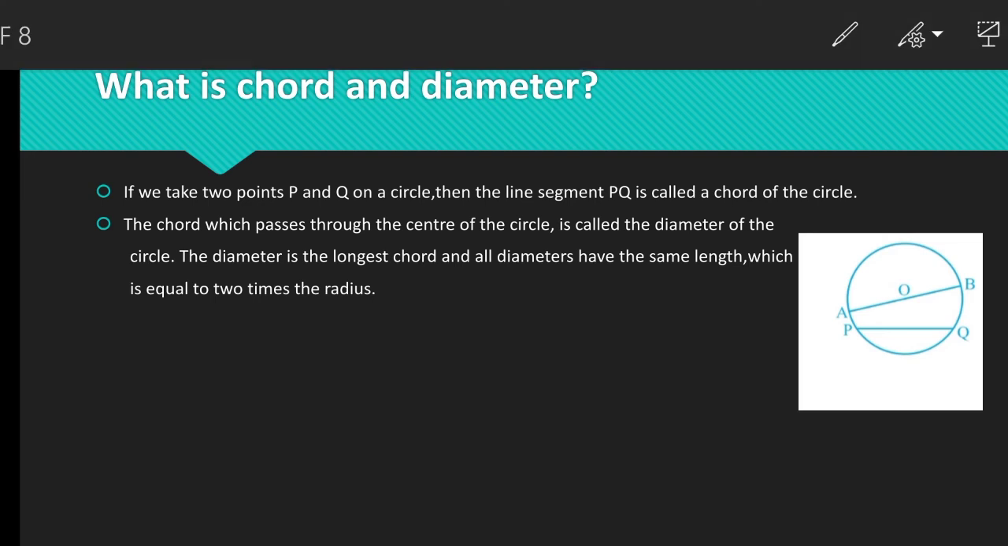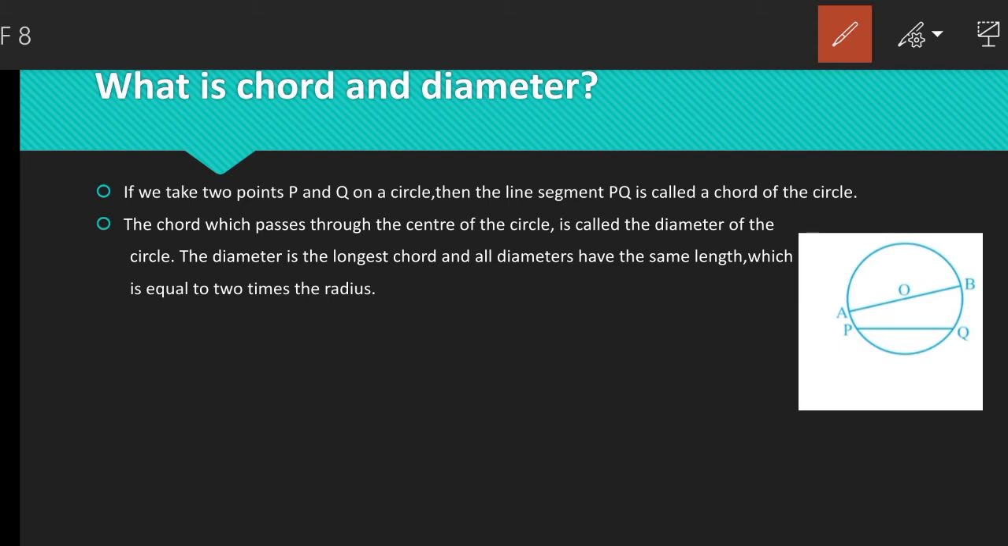What is chord and diameter? So, what is a chord? A chord is, if we take 2 points, suppose P and Q, then the line segment joining these 2 points is called the chord of the circle. So PQ, as you can see in the diagram, the line segment PQ is the chord.